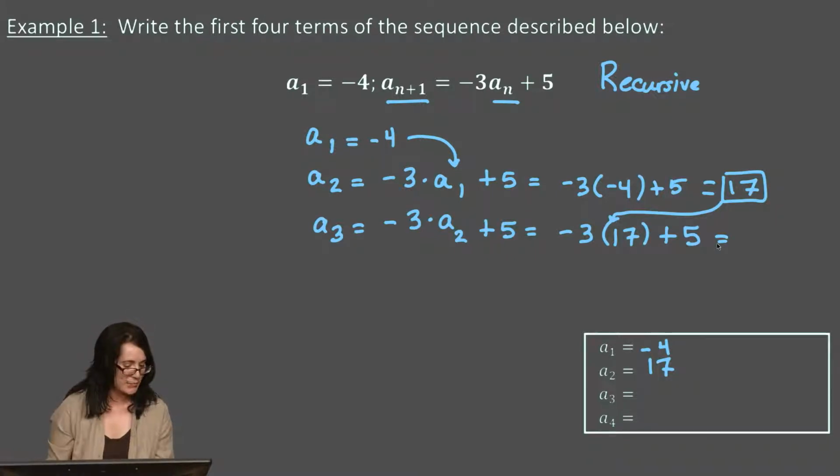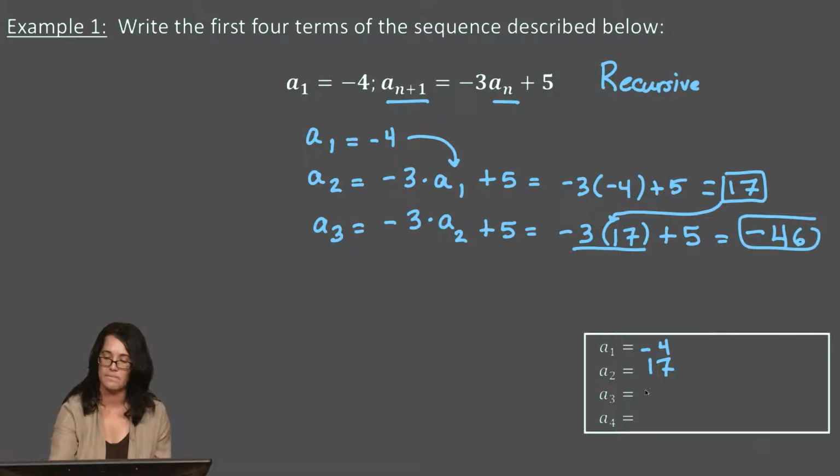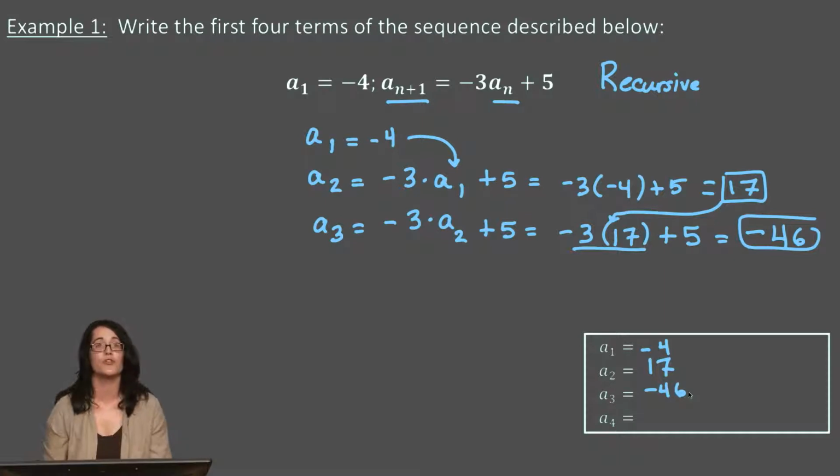So in this example, in example 1 here, we've gotten a situation where we did negative 3 times 17 and then we added 5. And what did you get as your result? That's right, negative 46. Now, what's happening in between these terms is we're switching from one sign to the next, right? We were negative, then we're positive, and then we're negative.